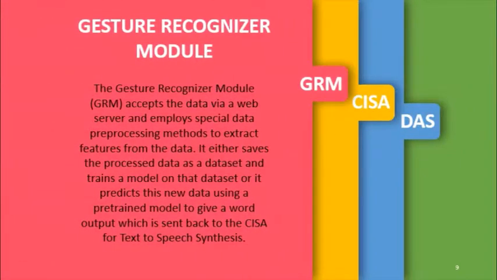The final part is the Gesture Recognizer module or GRM. It accepts the data via a web server and employs special data pre-processing methods to extract features from the data. It either saves the processed data as a dataset and trains a model on that dataset, or it predicts this new data using a pre-trained model to give a word output which is sent back to the CISA for text-to-speech synthesis.